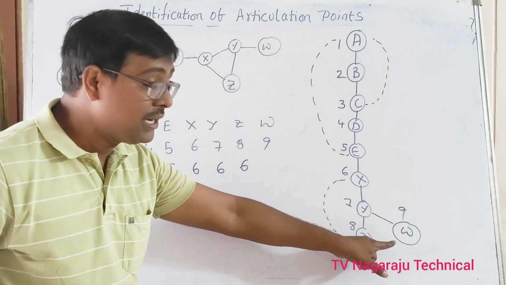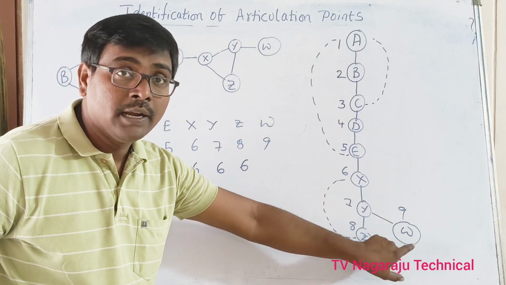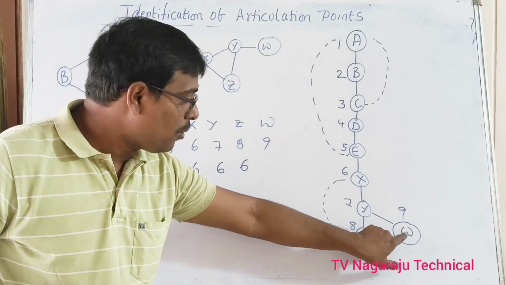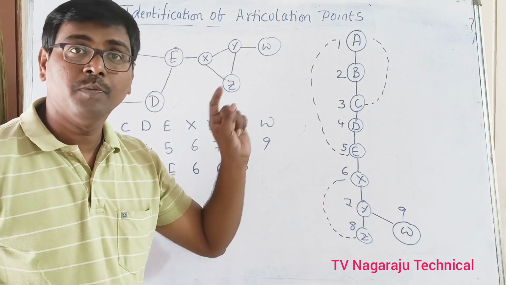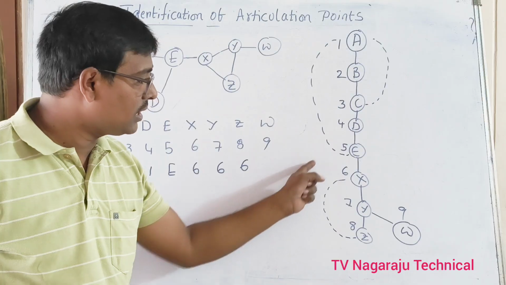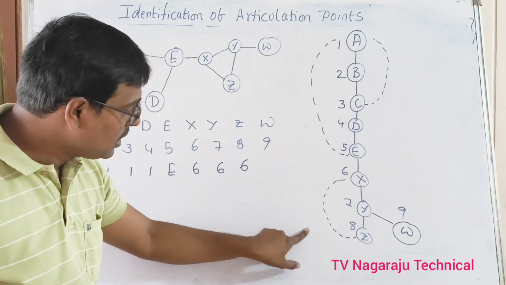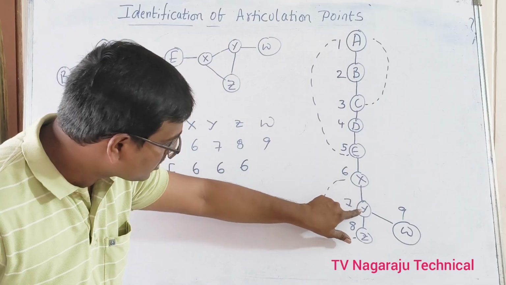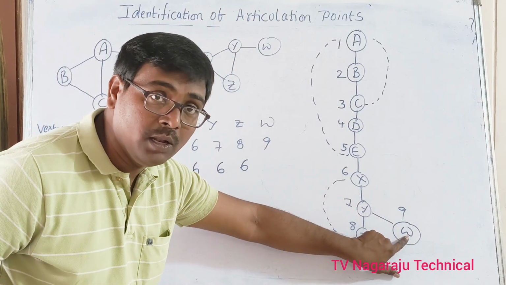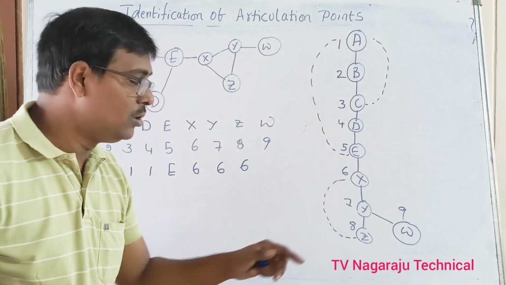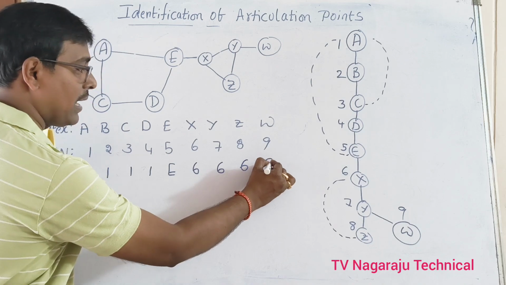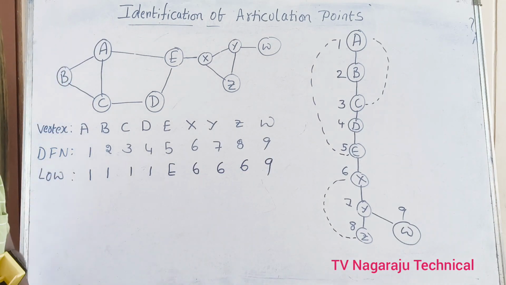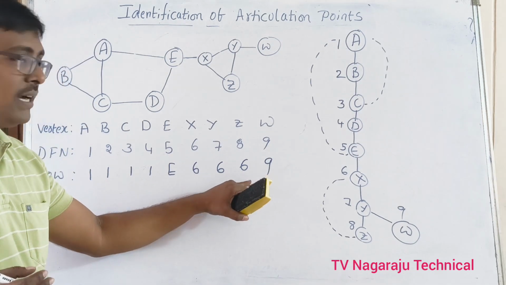Now what about the W value? The W low value? Is it possible to reach W? No, there is no back edge that connects to W. By using this back edge, Z to X, X to Y, if you move to W, again it is not possible to move. So the corresponding DFN number is the low value. This is the direct way.